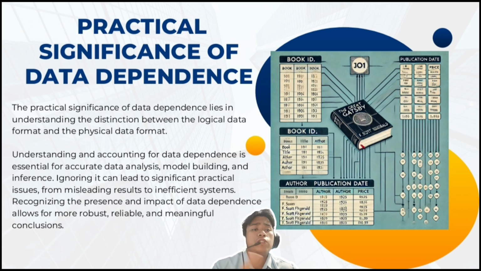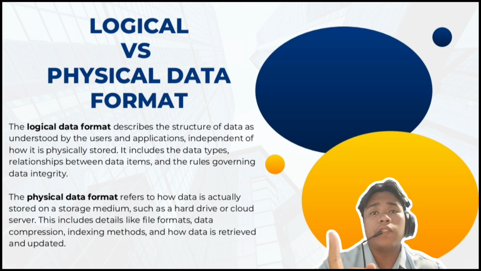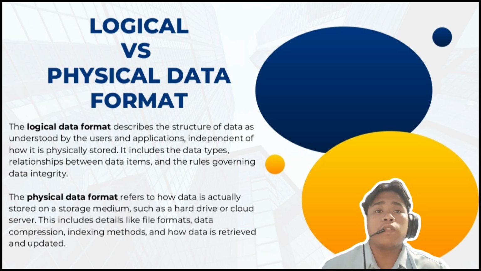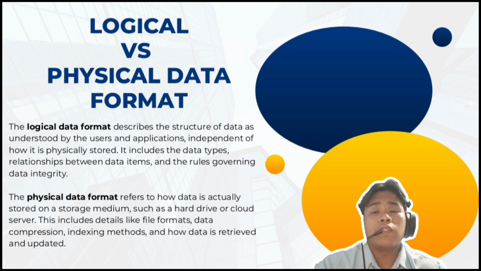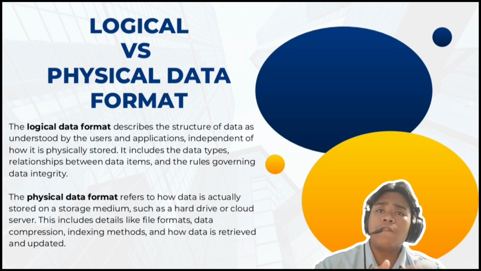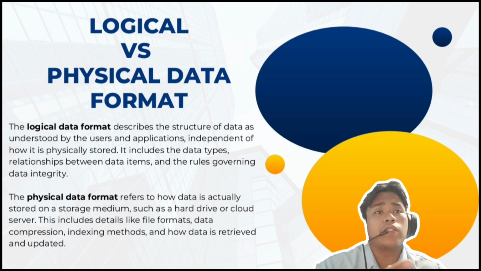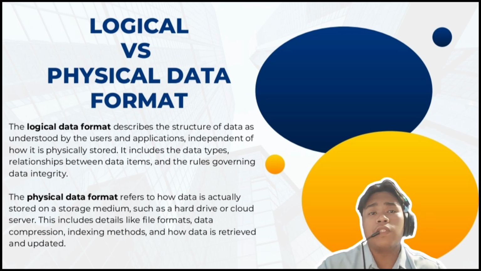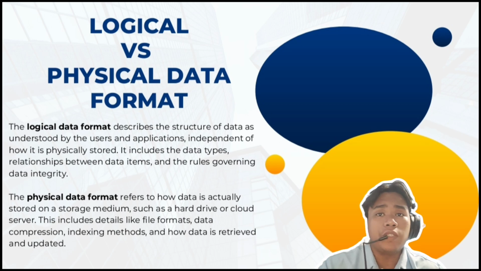So first, what is logical data format? The logical data format describes the structure of data as understood by the users and applications, independent of how it is physically stored. It includes the data types, relationships between data items, and the rules governing data integrity. So next is the physical data format. It refers to how data is actually stored on a storage medium such as a hard drive or cloud server. This includes details like formats, data compression, indexing methods, and how data is retrieved and updated.